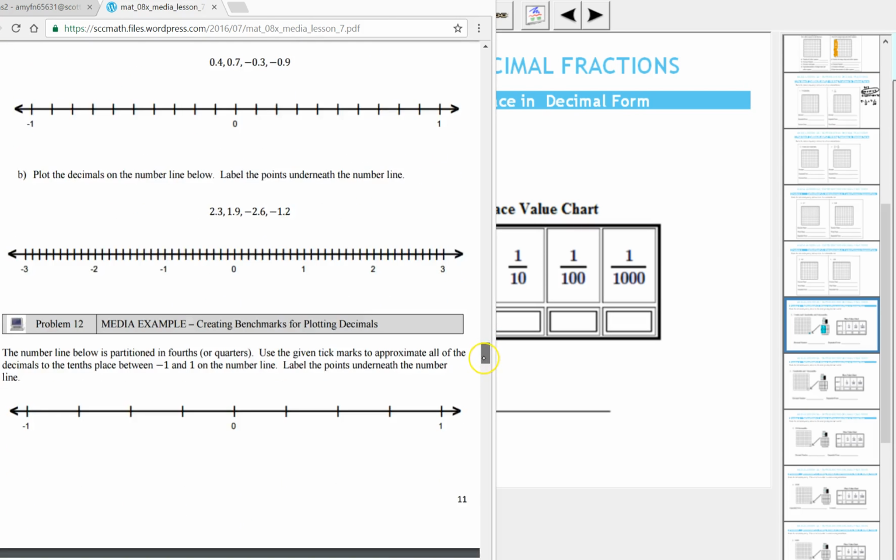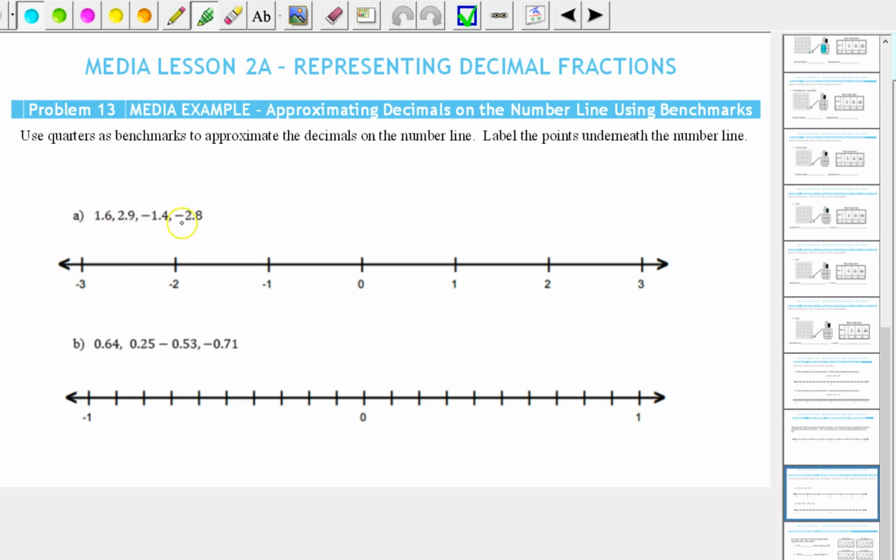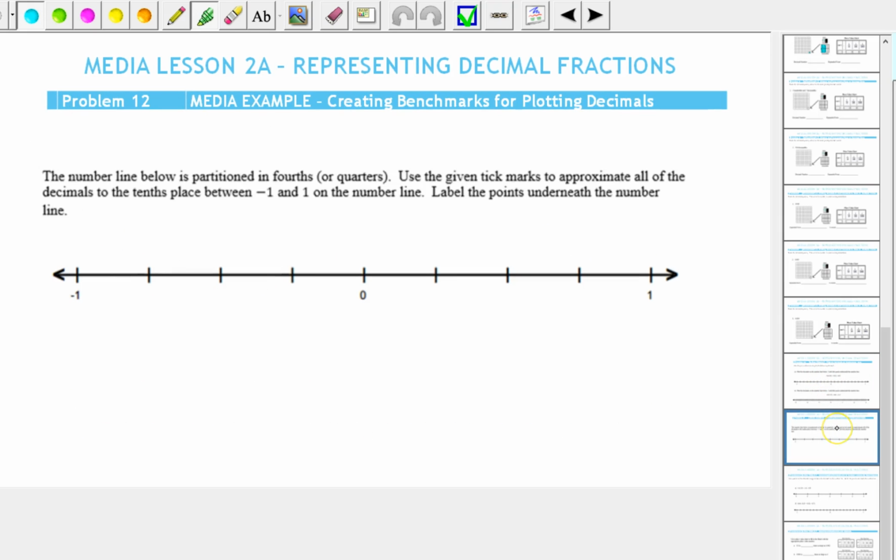Then we have creating benchmarks for plotting decimals. So if you think about it, if you were to plot these numbers on the number line, you probably wouldn't partition the unit into tenths. I know I wouldn't.